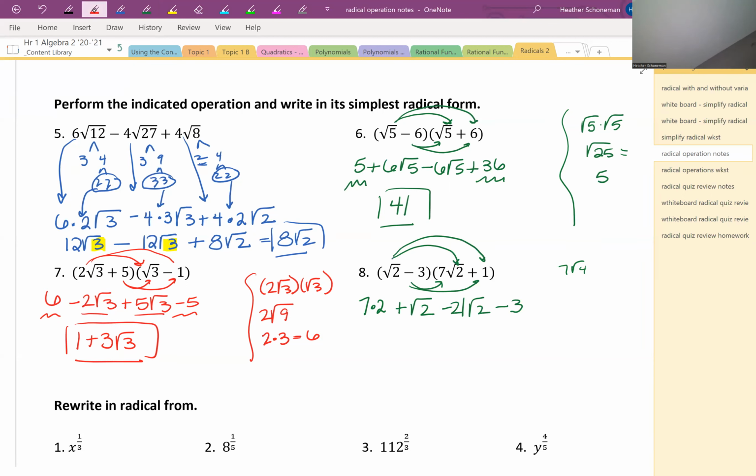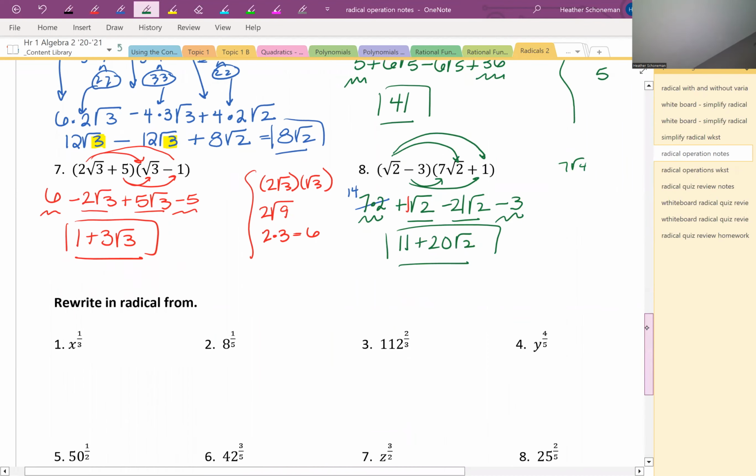Now, before I combine like terms, if you haven't done it already, 7 times 2 is 14. Now I can combine like terms. 14 and negative 3 would be 11. Square root 2 and negative 21. Well, remember, there's an invisible 1 here, so negative 21 and positive 1 would add to negative 20 square root 2. And that's my final answer.